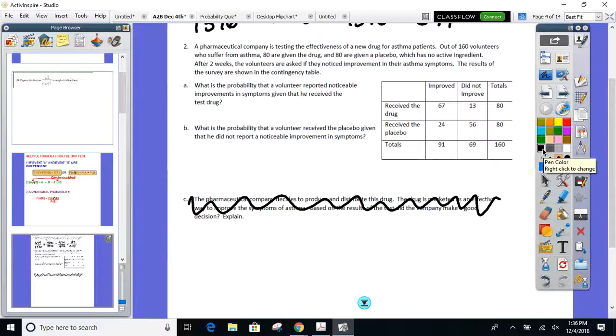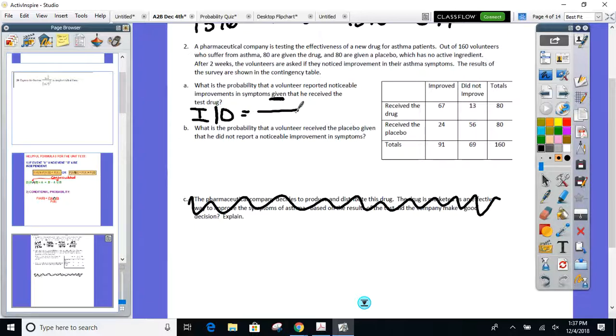All right, here you go. Part A. Probability volunteer reported noticeable improvements, given they received the test drug. I put these in my own symbols. So it says probability they noticeable improvements. I'll just make that I for improvements. Given, remember the symbol for given, the vertical line? They received the test drug. What letter you want for that one? D, you got it. So what's the probability they improved given the drug?